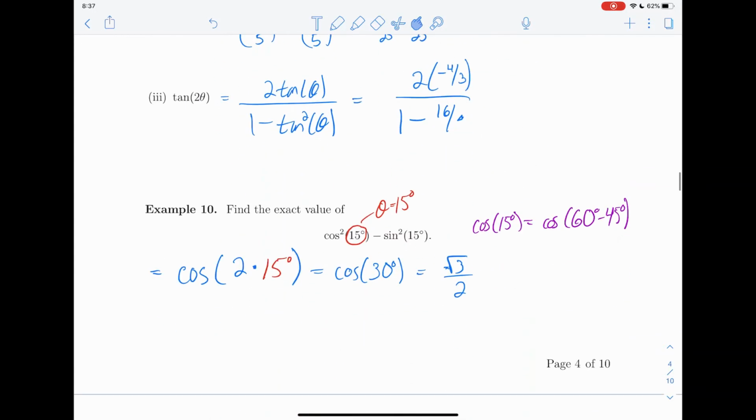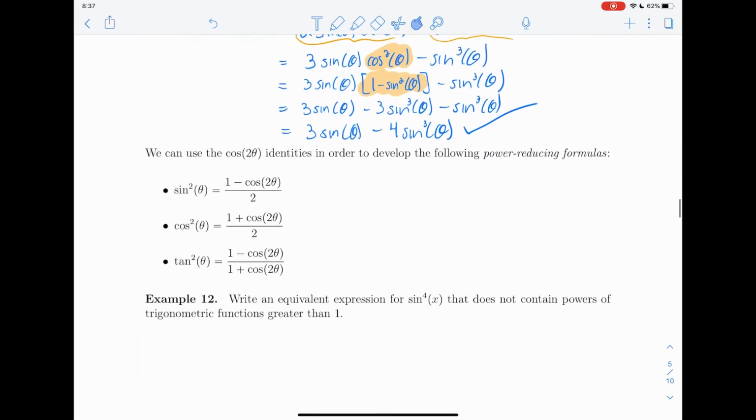That's what brings us to the power reducing formulas, which is what we have here. Sine squared is equal to 1 minus cosine 2 theta over 2. Cosine squared is 1 plus cosine 2 theta over 2. The tangent squared, of course, is sine squared over cosine squared, so the 2's cancel and we get this representation. These are known as the power reducing formulas.